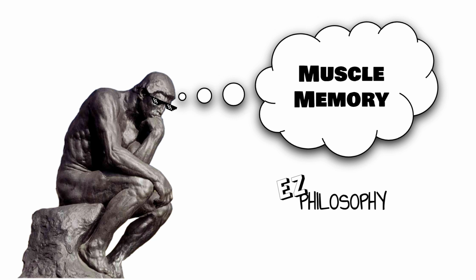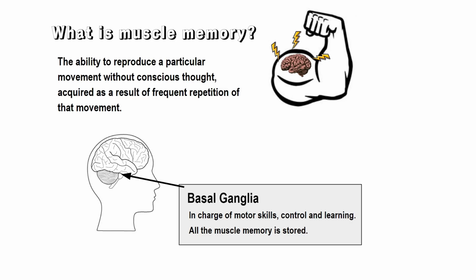In today's video, we're going to take a look at muscle memory. Now, what exactly is muscle memory? Muscle memory is the ability to reproduce a particular movement without conscious thought, acquired as a result of frequent repetition of that movement. Now, the basal ganglia in our brain is in charge of motor skills, control, and learning. This is where all the muscle memory is stored. The basal ganglia controls muscle memory.